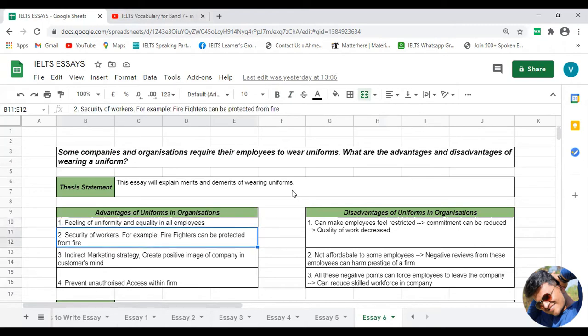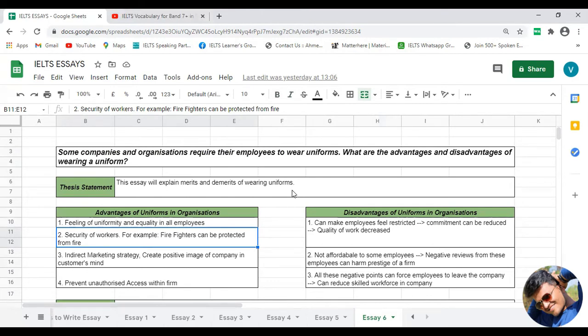Now, what would be the second? So the first advantage that we have discussed is from the perspective of employee. Now let's discuss the second advantage. Again, it is from the perspective of employee. And the second advantage of wearing a uniform would be security of workers. And I would like to give an example over here. Let's say, for example, there is an organization in which firefighters are working. Okay. And if there is a compulsion that each and every firefighter has to wear a uniform, so that protected uniforms can also save them from flame, from fire. So from the perspective of employee also, the security of workers or security of employees can also be considered as an advantage when we discuss the compulsion of wearing a uniform.